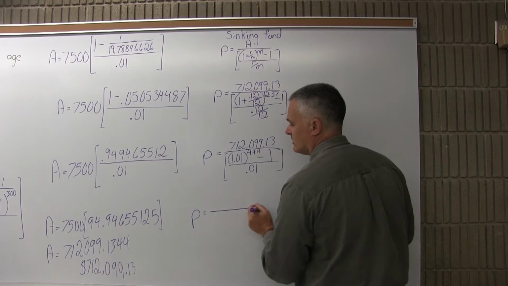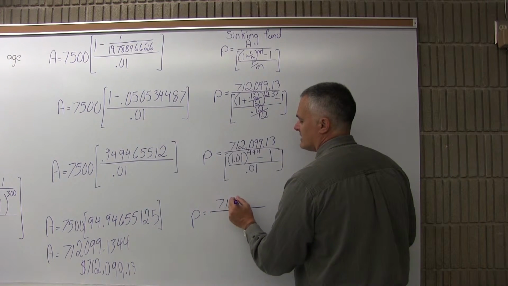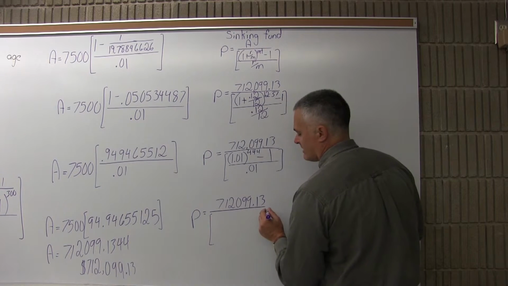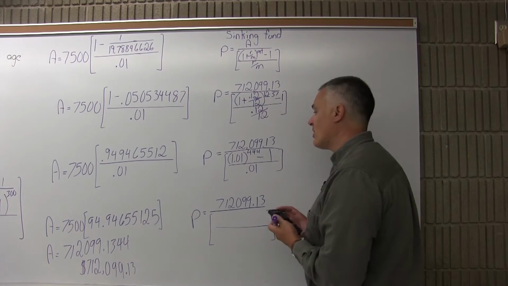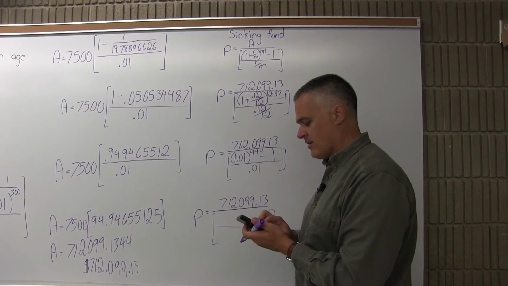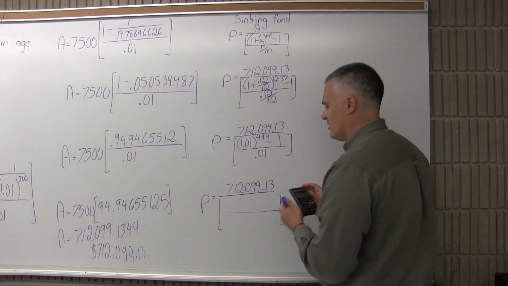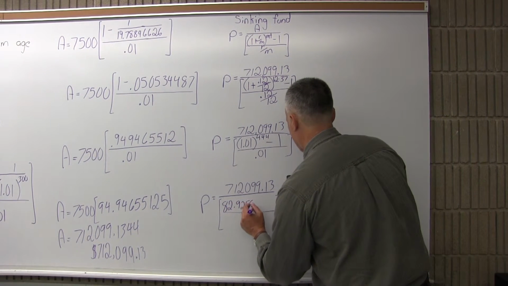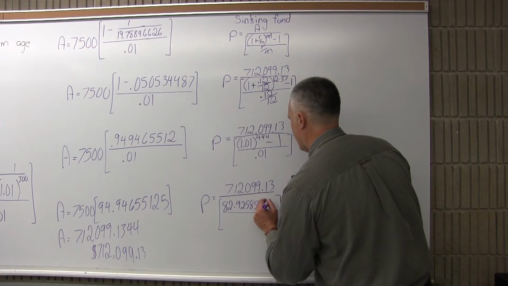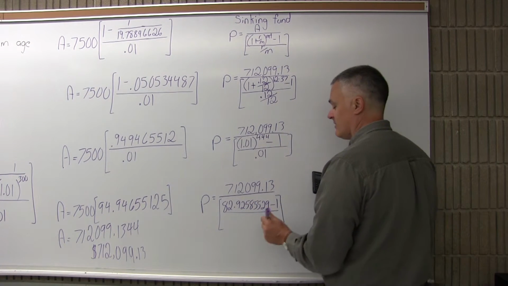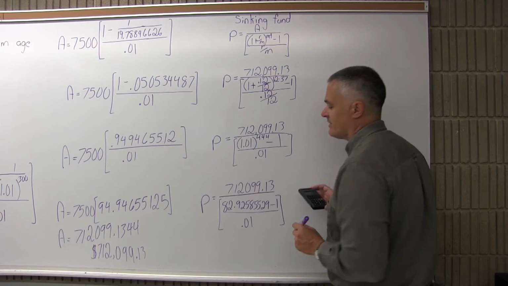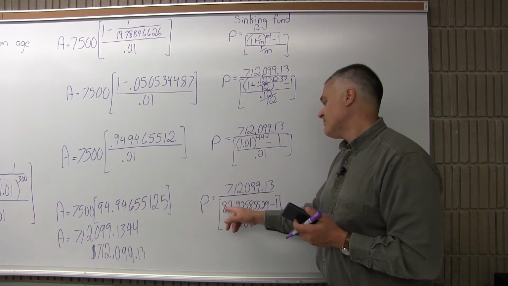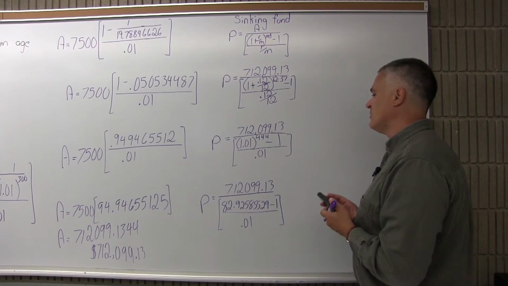So I have P equals $712,099.13 over the brackets. Then in the brackets, I have 1.01 to the 444th power equals 82.92585529. There's a -1 after that. Don't forget that. That'll make a difference. And then 0.01 underneath. So the -1 is easy. It's going to become 81.92585529.